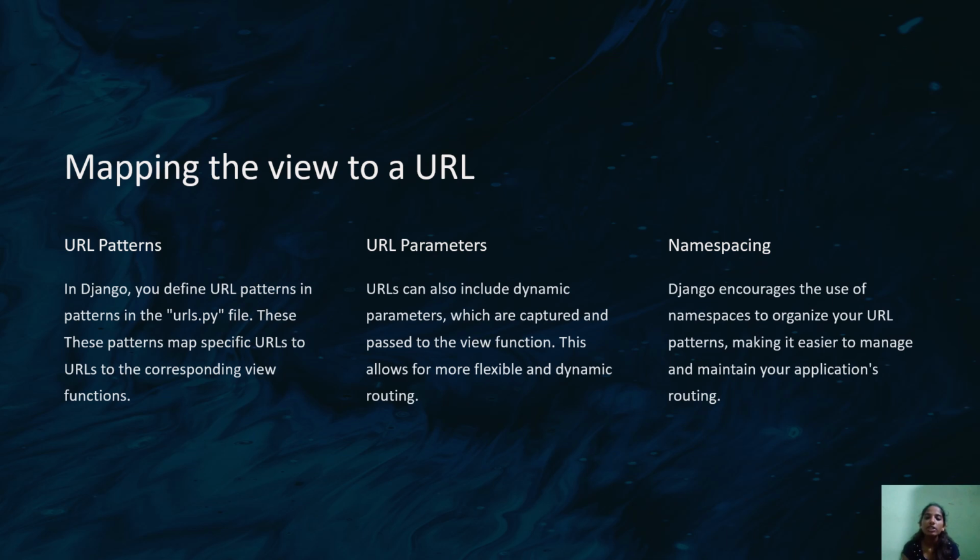Now let's see mapping the URL to the view. Initially, URL patterns: in Django we define URL patterns in the urls.py file. These patterns map specific URLs to the corresponding view functions. Let's see URL parameters. URLs can also include dynamic parameters which are captured and passed to the view function. This allows for more flexible and dynamic routing. Now namespacing. Django encourages the use of namespaces to organize your URL patterns, making it easier to manage and maintain your application's routing.